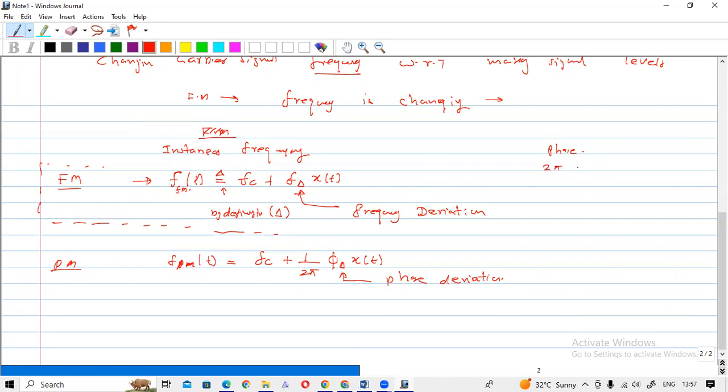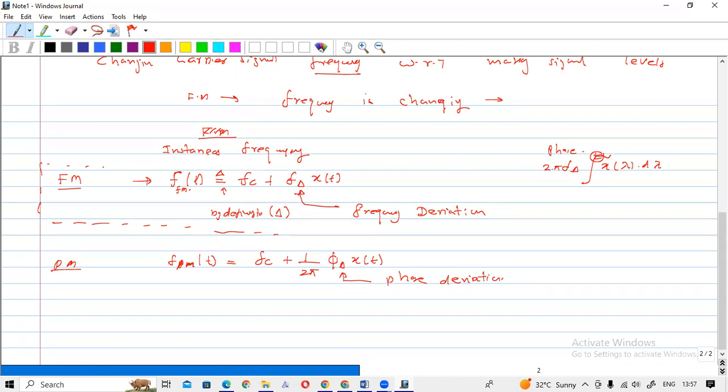Actually it is somewhat complex. There is an integration of x(λ) dλ, and this integration should be up to t. You have to do this integration in the time domain, so that is why it is mentioned like this with t. It is expressed like this to avoid the confusion between this lambda and maybe your signal's t components. So in order to avoid this confusion, this notation is used.